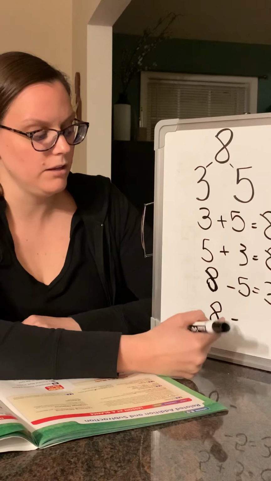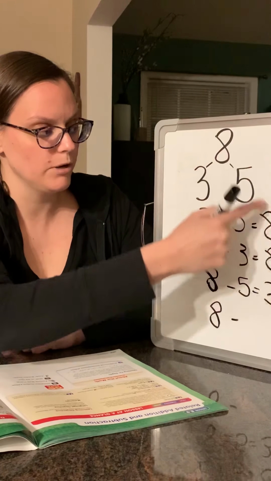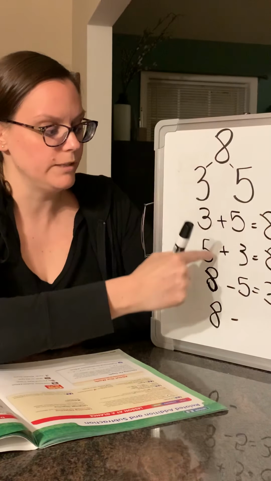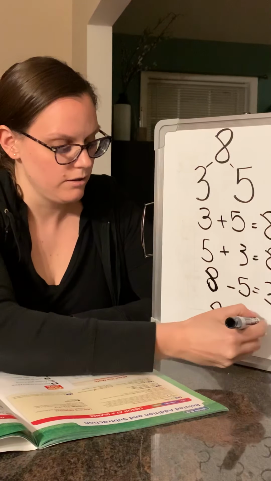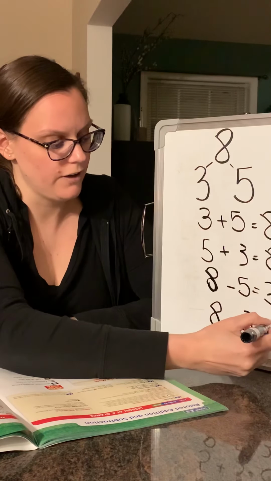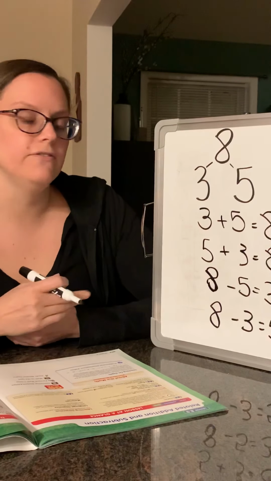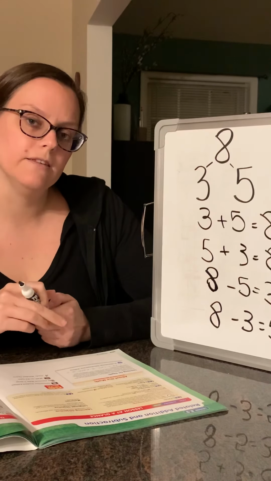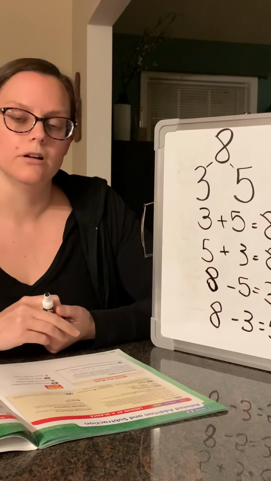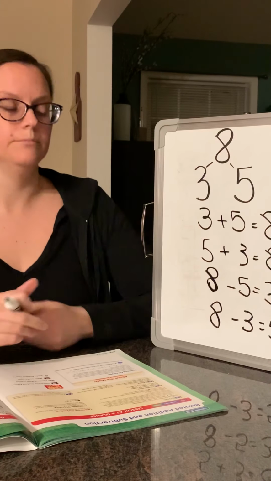Same thing for the last fact in our fact family. We're going to start with the bigger number. We're going to kind of undo what we did before. We added 3. Now we're going to take away 3. And of course, we're going to be left with 5. So that's a fact family, really quick, just to review. So let's apply this to our new lesson 8.9.